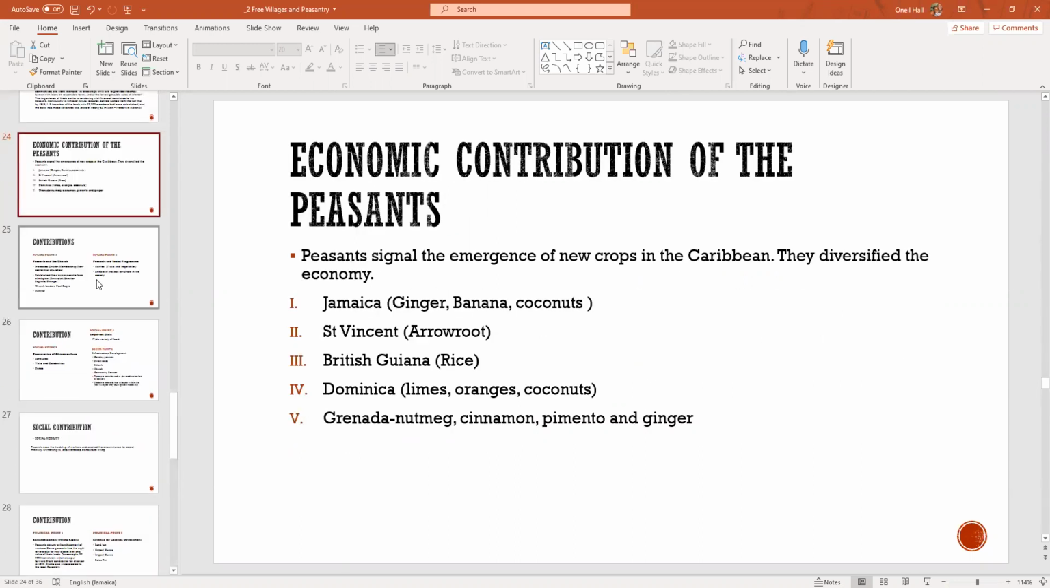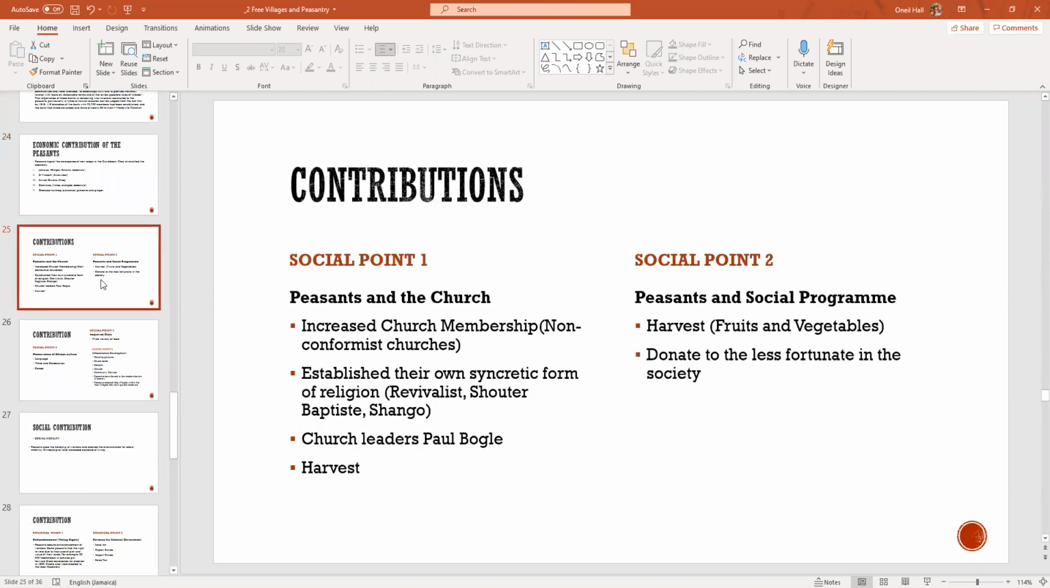Now let us look at some of the social contributions. So point one, you're going to the exam and they ask you to discuss the social contributions of the peasants. One of the first contributions is that peasants led to the development of the nonconformist churches. Point one. So the role of the peasants in churches.